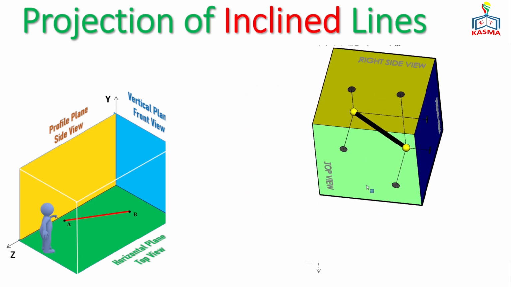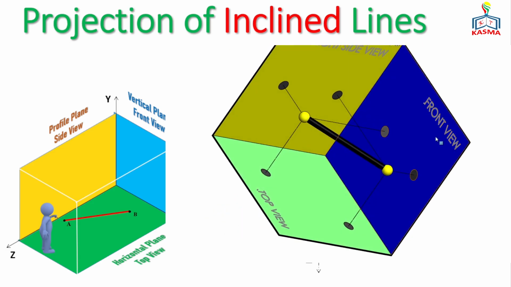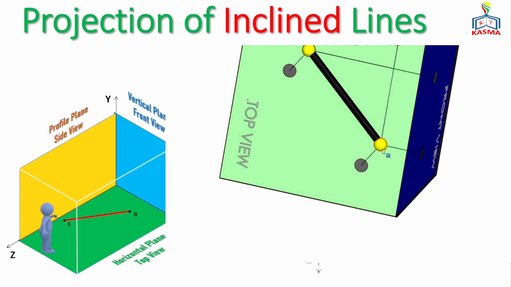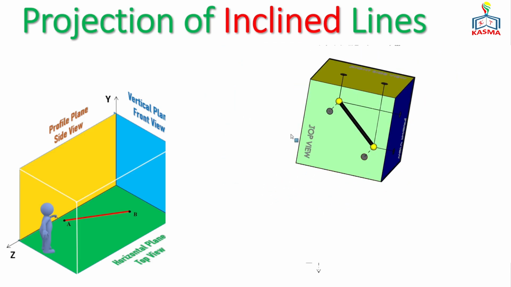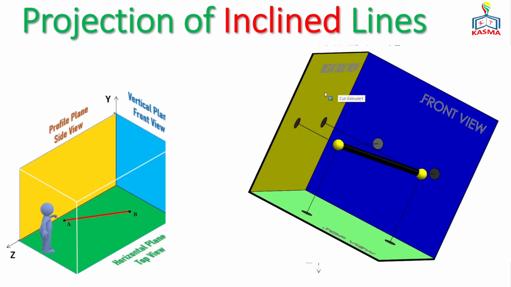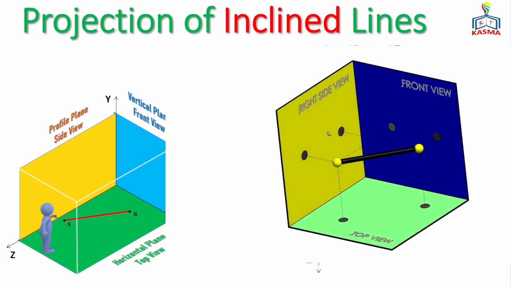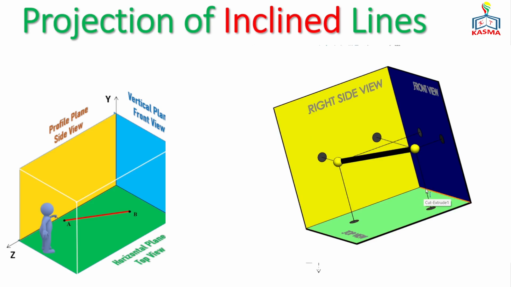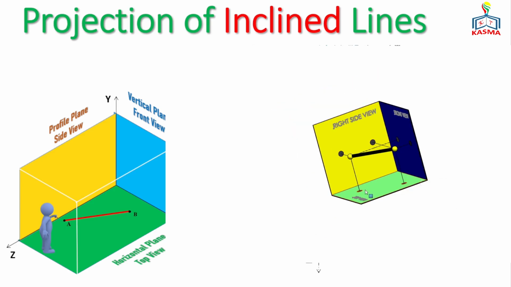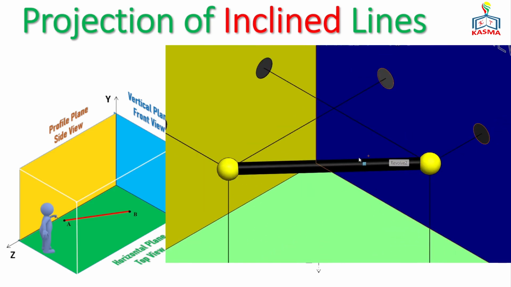Whereas when you look at this line from the perspective of the front view, B is near to the vertical plane, but A is far from that plane. And in the other one, when you look from the side view, A is near to the profile plane, and B is far from that plane. But on the horizontal plane, they will have the same distance. So such types of lines are called inclined lines.